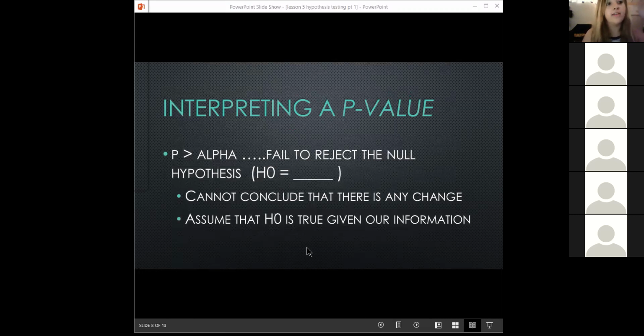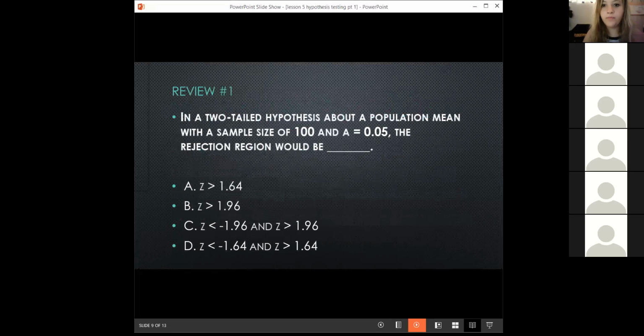So I say that very slowly in my head, fail to reject. So we are not rejecting the null. We're not rejecting the fact that there's no change. So we're assuming that the null is true. So we're still assuming, after all of our data, our conclusion is that there's still no change. So yeah, gotta think about that one a little bit. It's weird, but okay, cool.